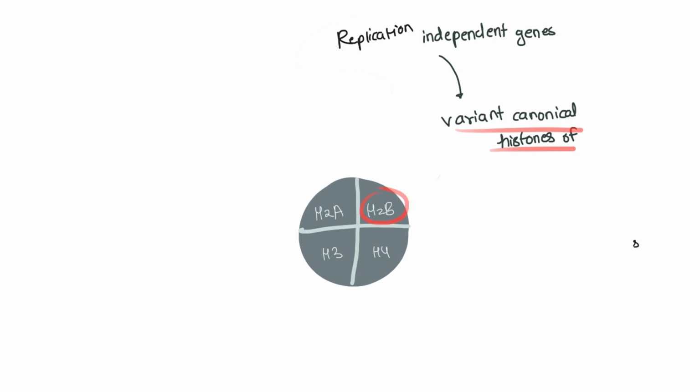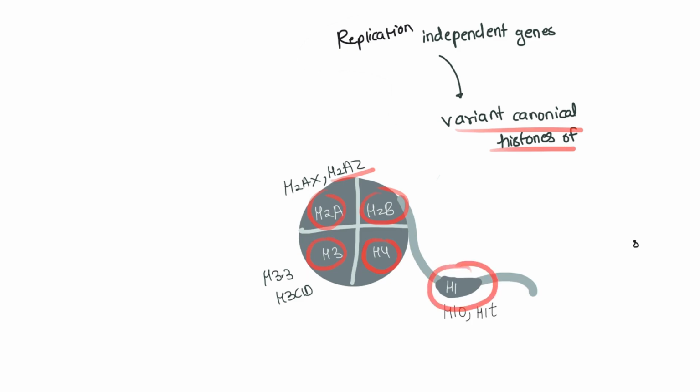So all of these histones have canonical forms. So what are these canonical forms? For example, the canonical form for H2A is known as H2AX and H2AZ. Then the canonical form for H3 is H3.3 and H3CID. Then there's also a canonical form for the histone protein that is associated with the linker or the H1 linker protein. The canonical form for H1 linker comes in the form of H10 and H1T.